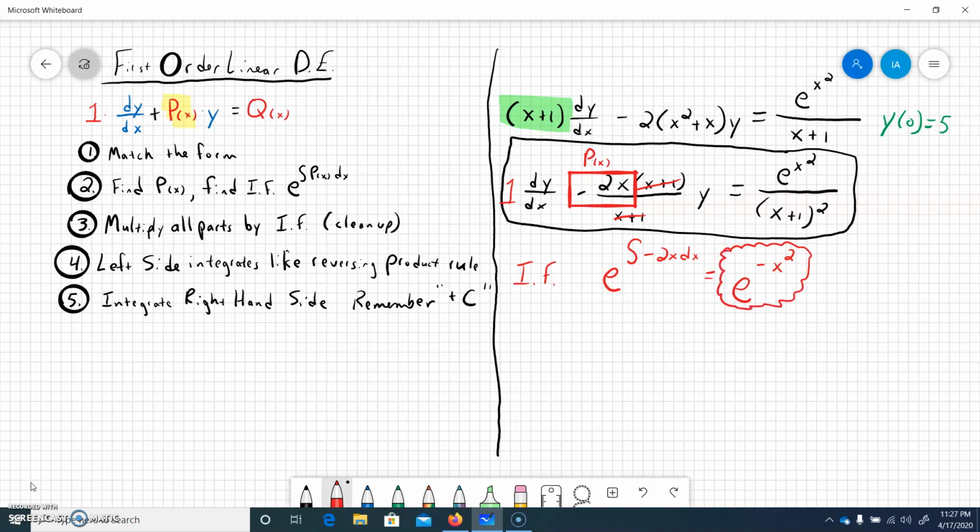So remember, we're going to multiply through by that. But how this is different from the other ones, usually we got e raised to a natural log of something and we canceled out the e. This time the e is still going to be there. So let's go ahead and multiply through by it.